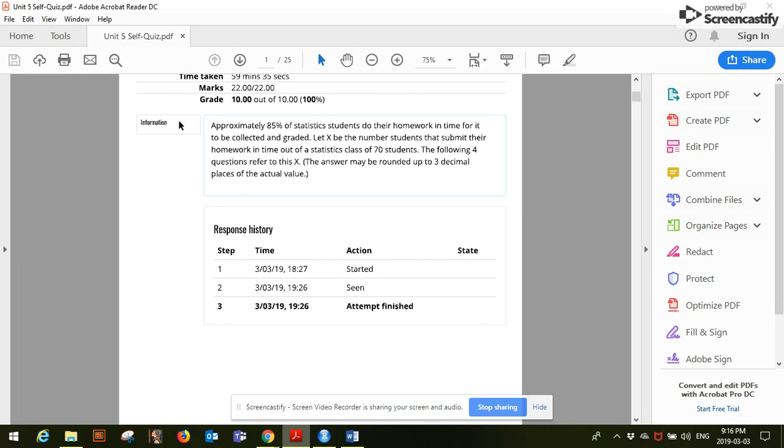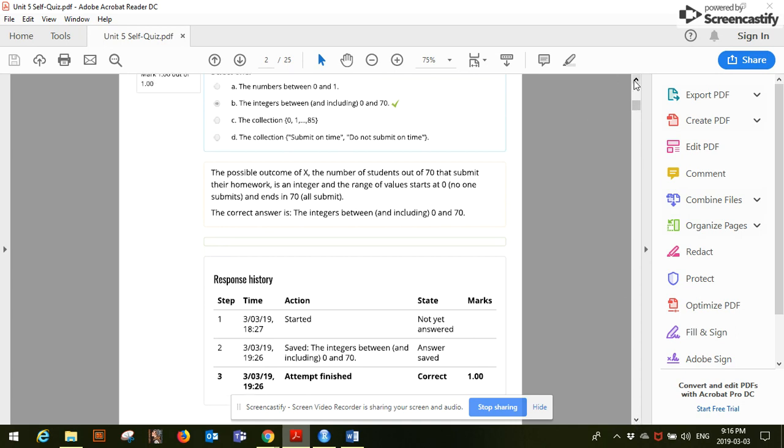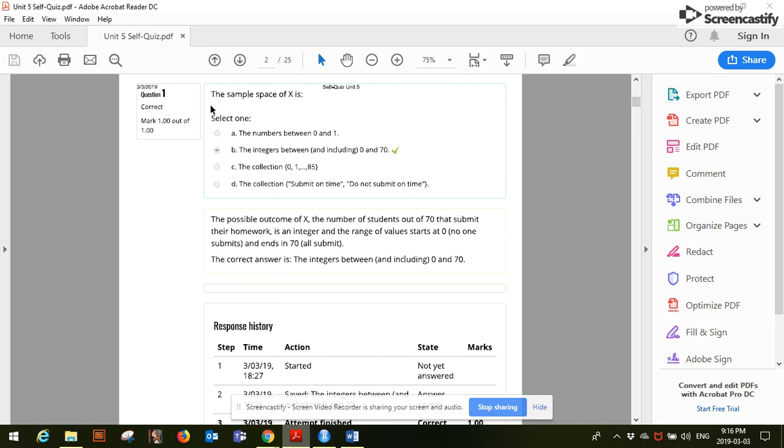We're going through the first question in Unit 5 Self Quiz. So we're given a class of 70 students. We have a random variable x that measures the number of students that submit their homework on time out of the 70 students. And we were given the probability of success to be approximately 85%. So the next set of questions is going to be based on that data. So the first question is, what is the sample space of X here?